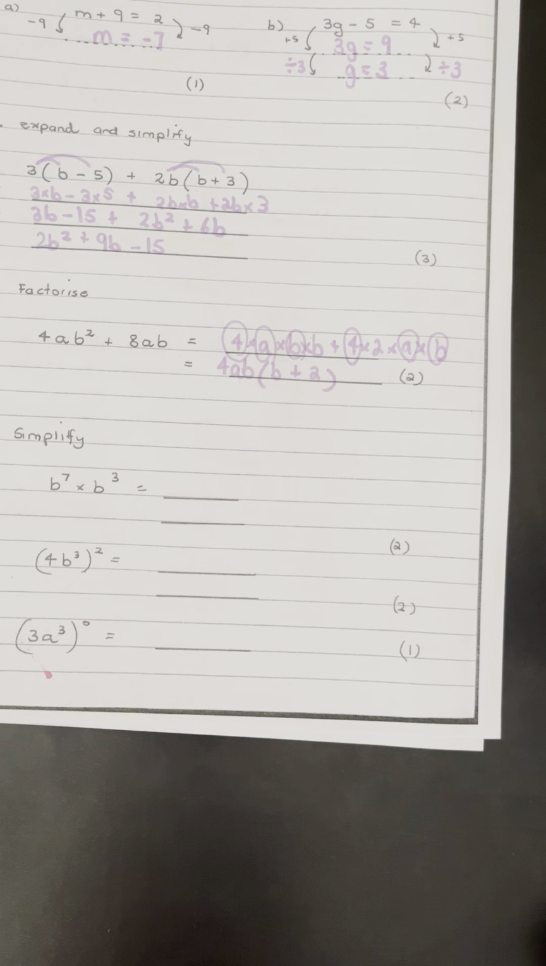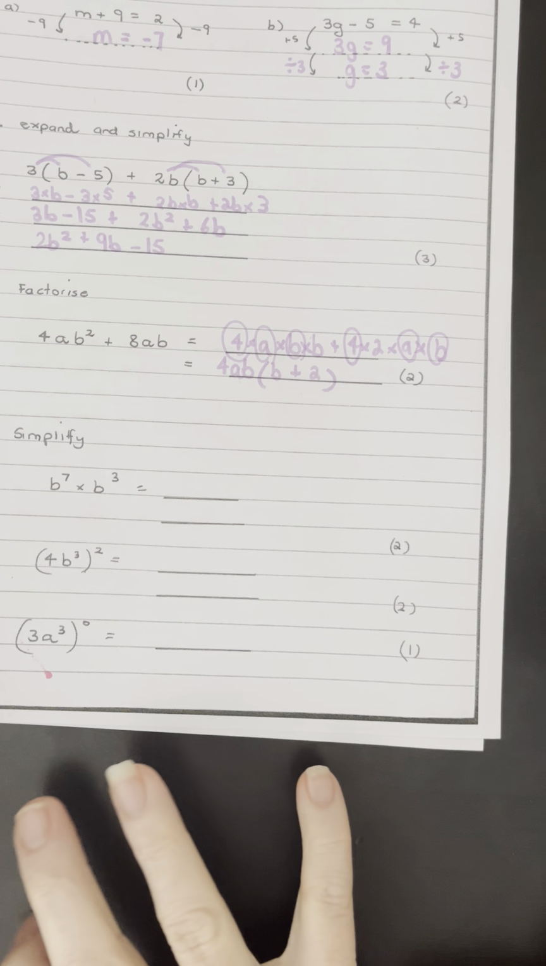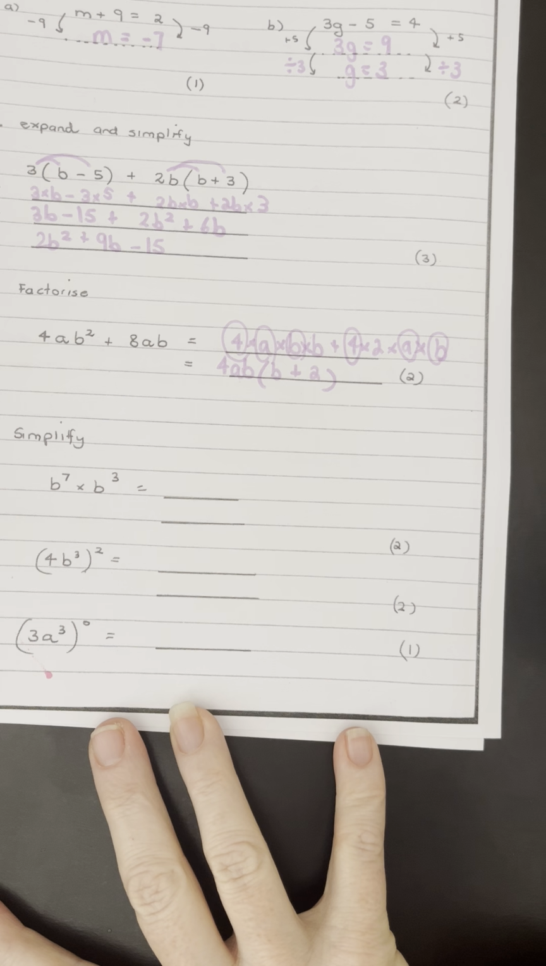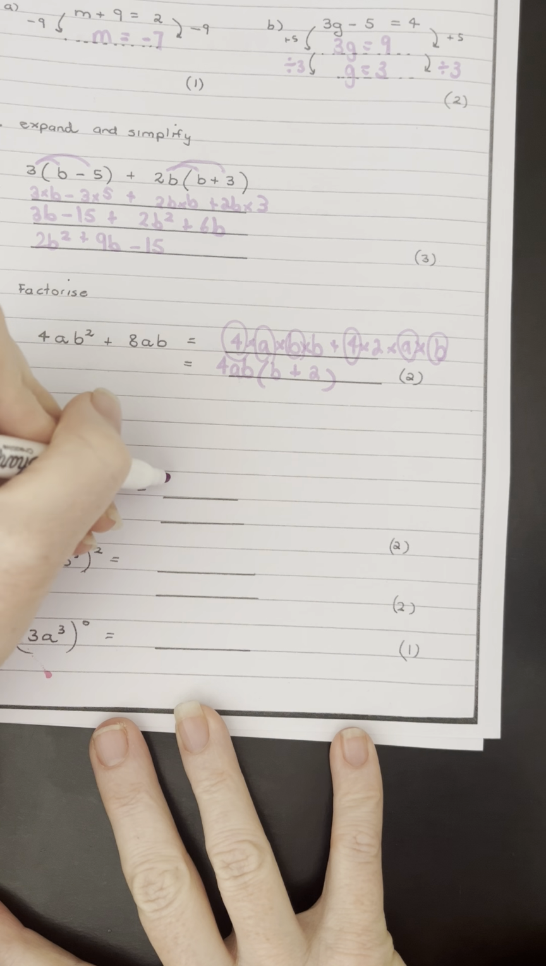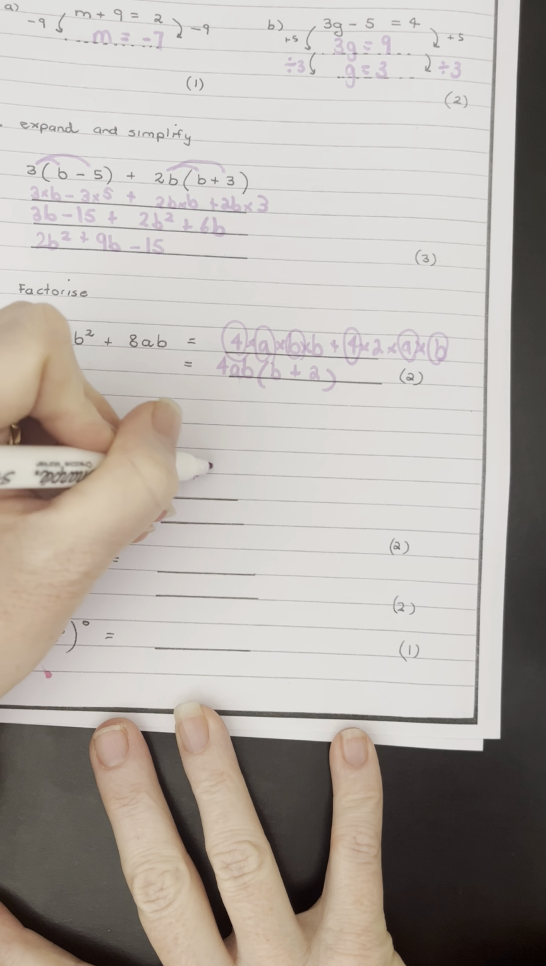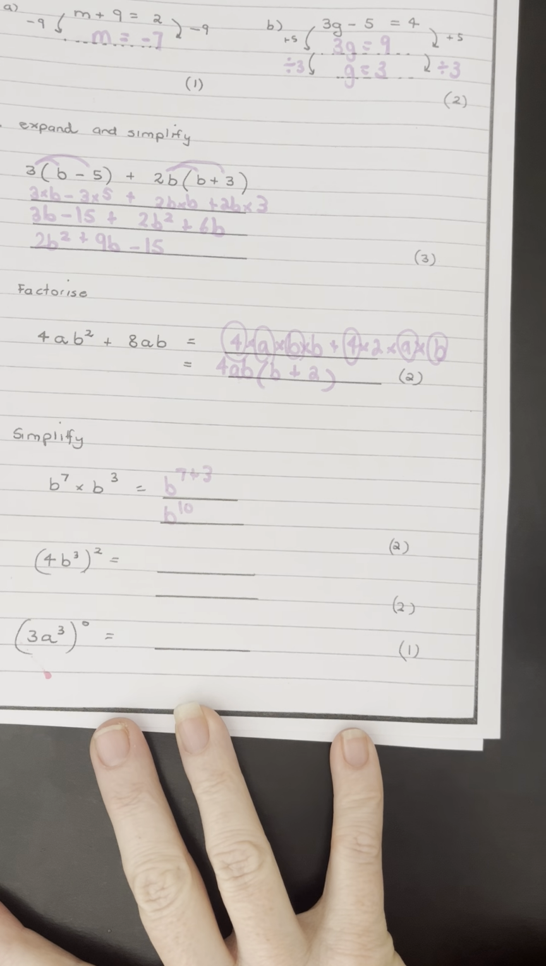Simplifying using some index laws. I've cut this down to just 3 questions this week, just to keep revising that. But obviously we've got our other index laws as well to remember. So b to the 7 times b to the 3. We want to see that working line of 7 plus 3, and then b to the power 10.